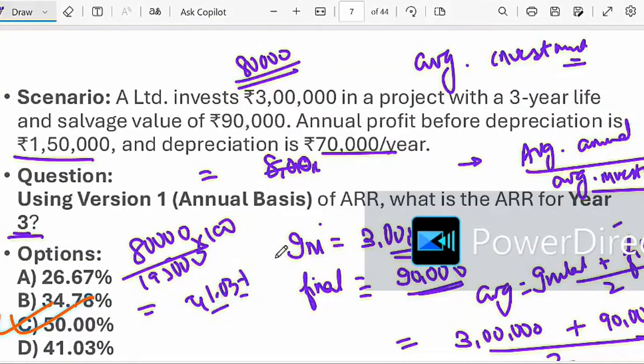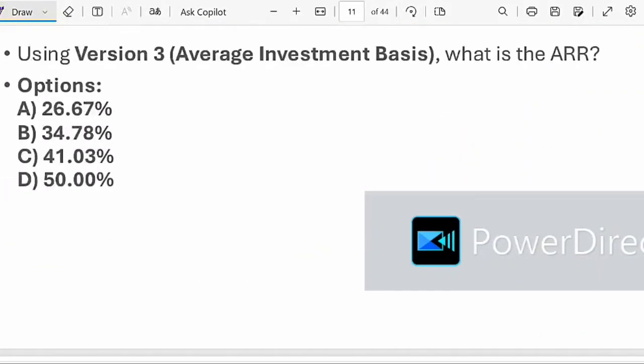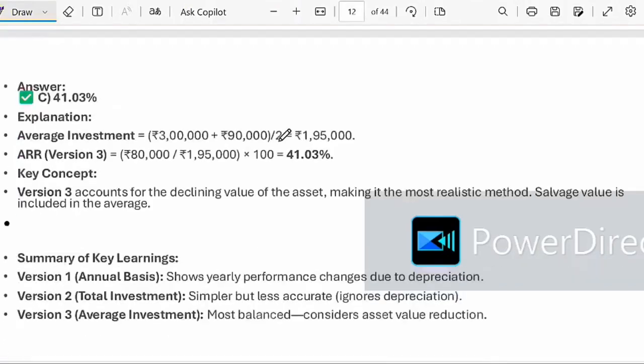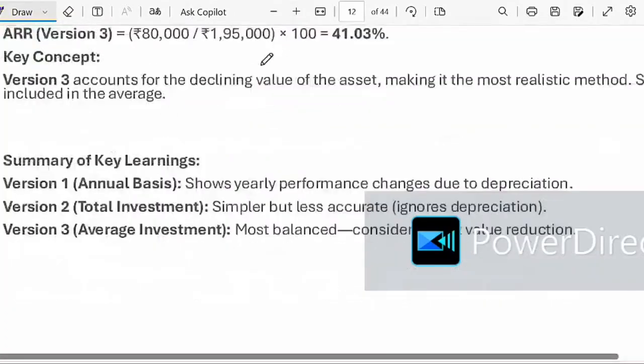Let me come back to this question. This is the third question, as you can see. So the answer is 41.03%. This is called ARR value number three, average investment basis. Right now, let's summarize the learning from the three ARRs. So this is the summary.